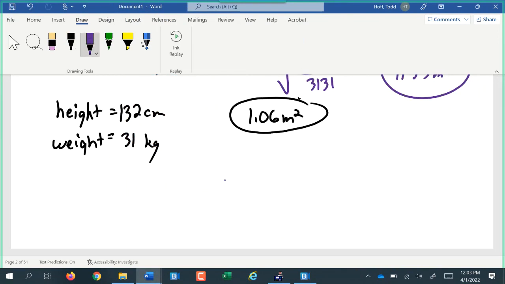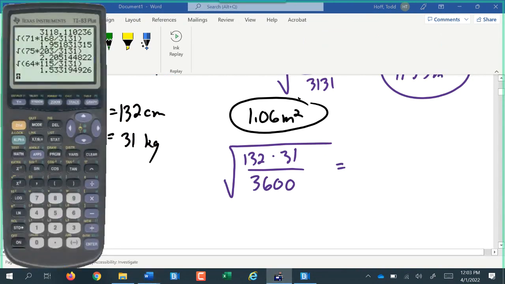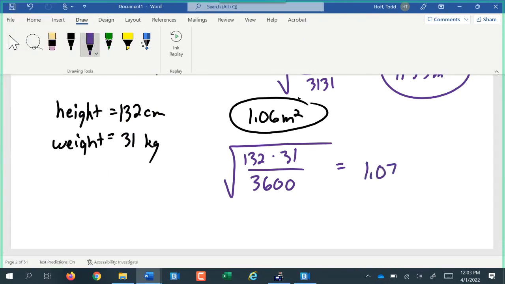Again, let's double check that with the formula. So 132 centimeters times 31 kilograms. Those are both metric, so this is over 3,600. So, the square root of 132 times 31 divided by 3,600. Close that parenthesis, we get 1.07 meters squared. So that is pretty darn close.